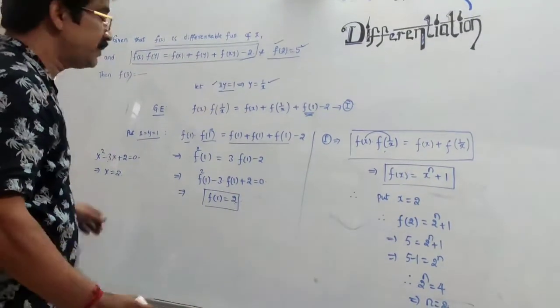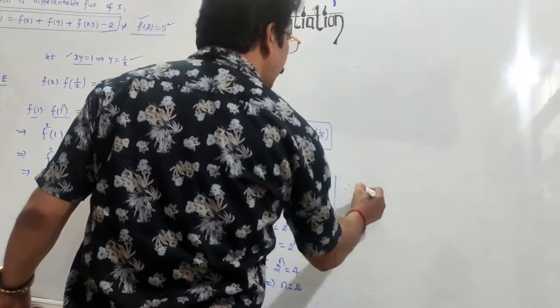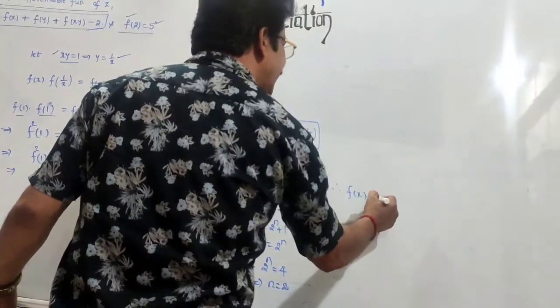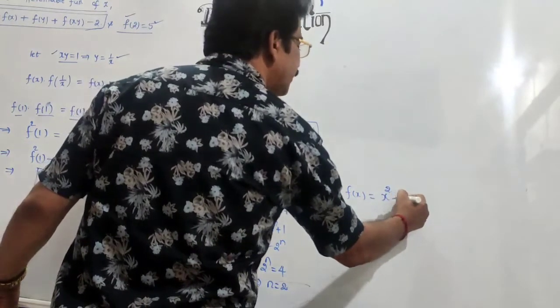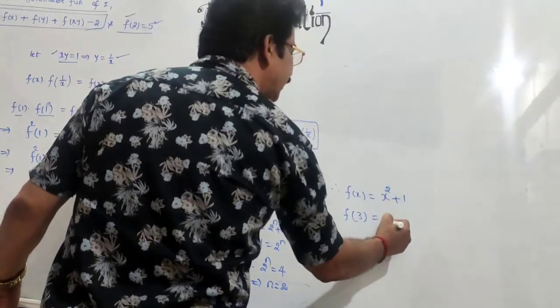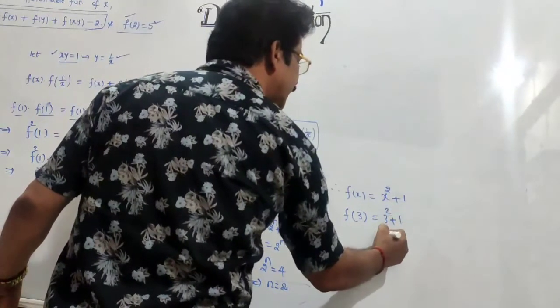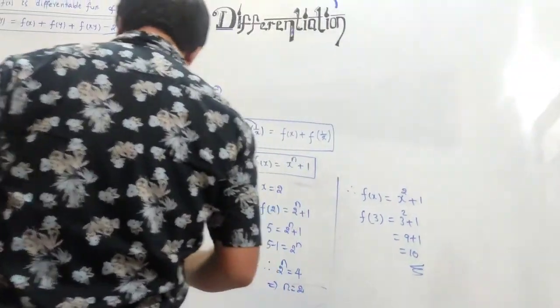Then what is the question? f of 3. So therefore f of x is clearly x to the power of n plus 1, with n equal to 2, and f of 3 is equal to 3 square plus 1, that is 9 plus 1, that is equal to 10. Answer. Hence the problem.